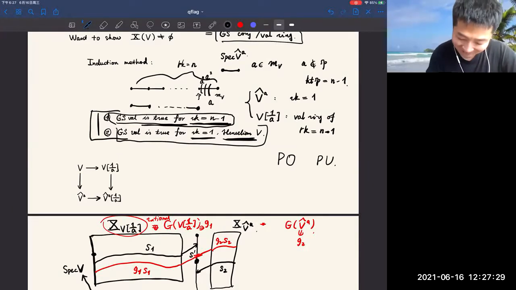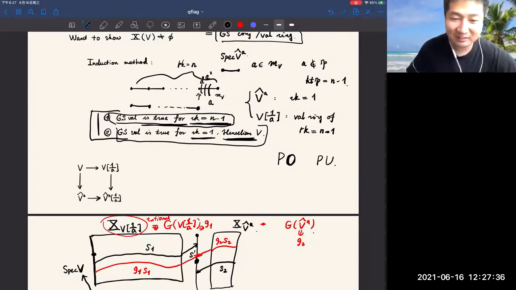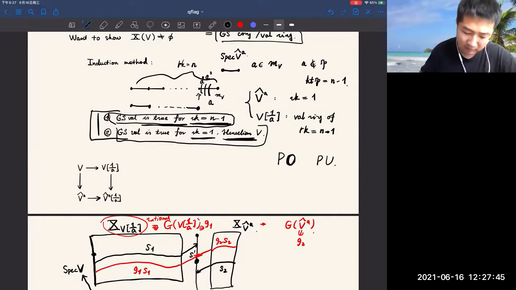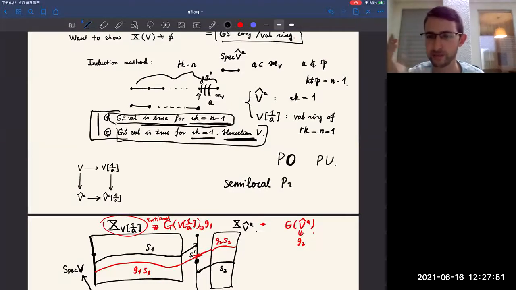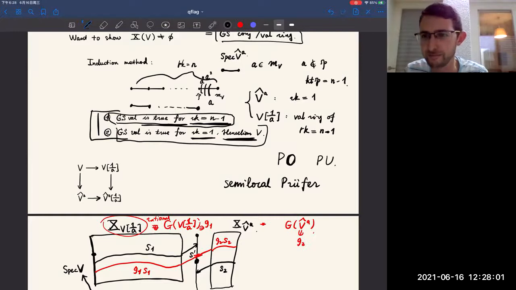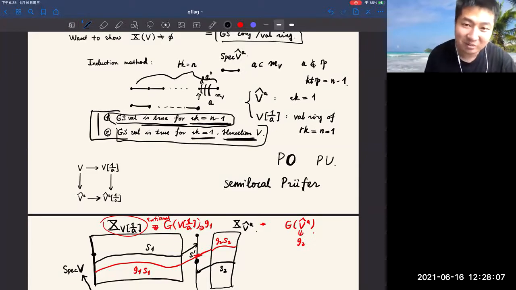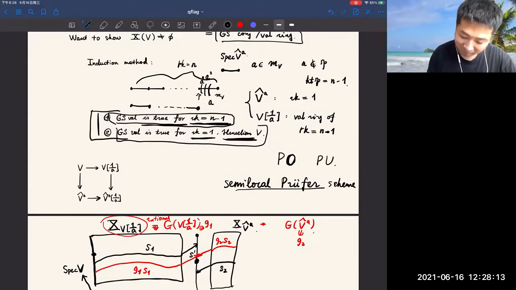I don't know, because I don't know much about their papers, but maybe one can generalize this conjecture to a Prüfer scheme. I mean, semi-local Prüfer. Actually, I think semi-local Bezout and Prüfer are essentially the same. Yes. I think the technique can be quite similar. I think there's hope to generalize to a semi-local Prüfer scheme. I see. Okay.